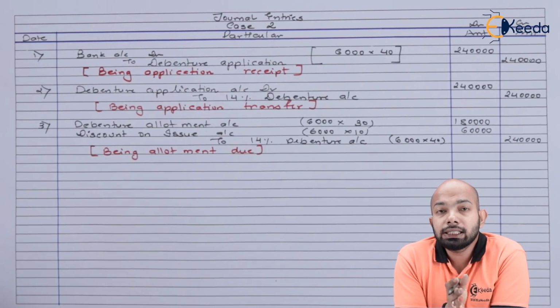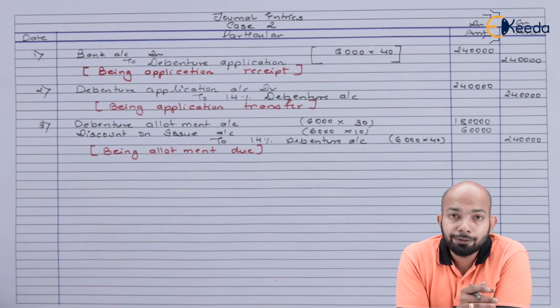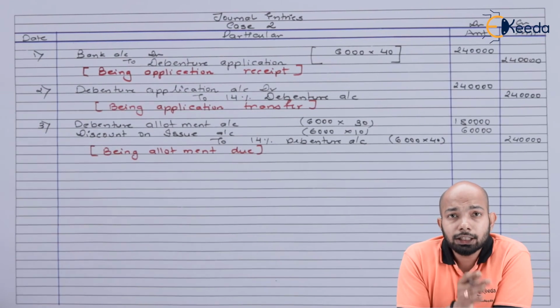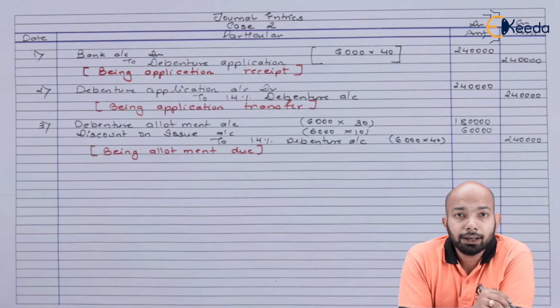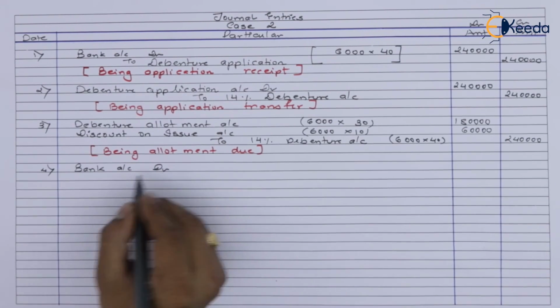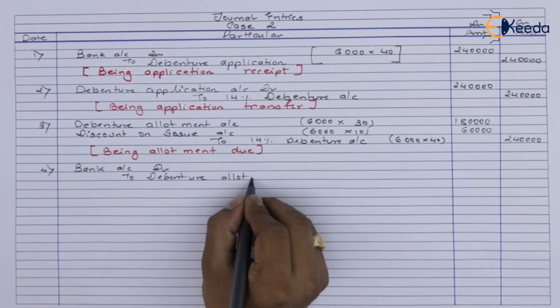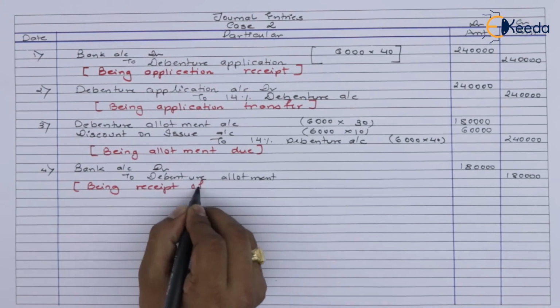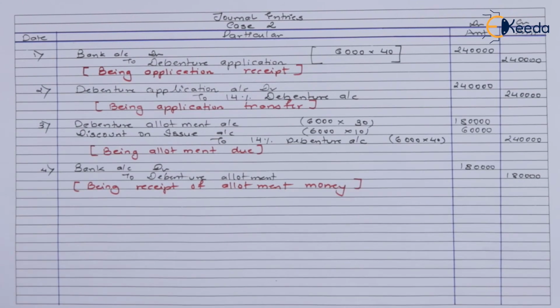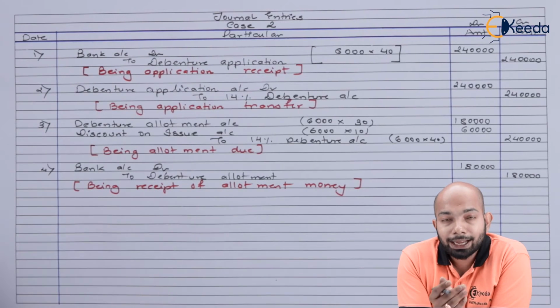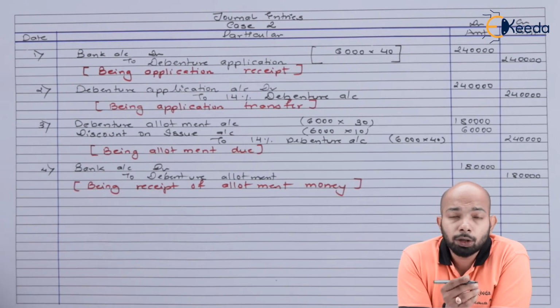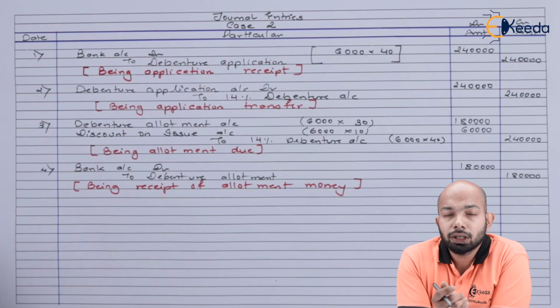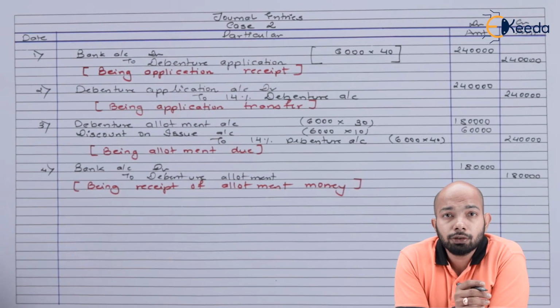Now, as all these shares were fully subscribed and received for, there are no calls in arrears. Let's mention the receipt of allotment money then. The total amount is bank account debit to debenture allotment 1,80,000, because unlike premium, we won't be adding this amount here. We'll be subtracting that much. So we've received that much in terms of allotment.